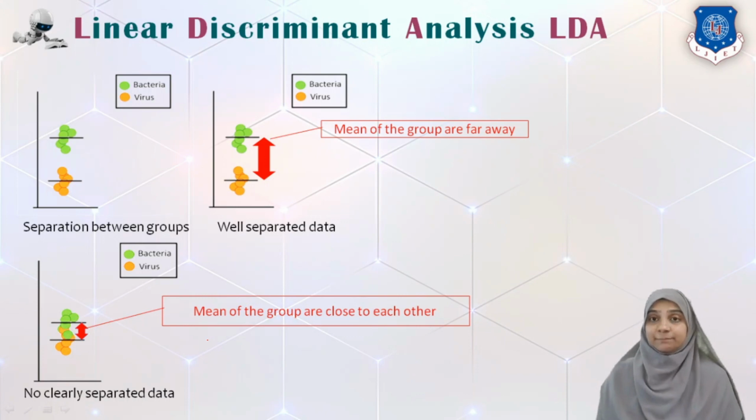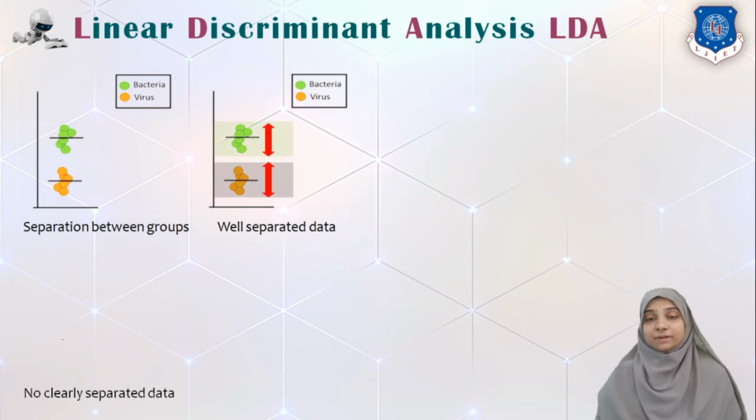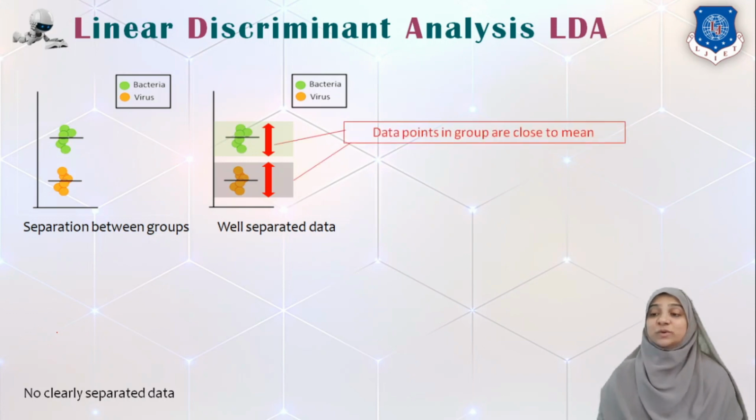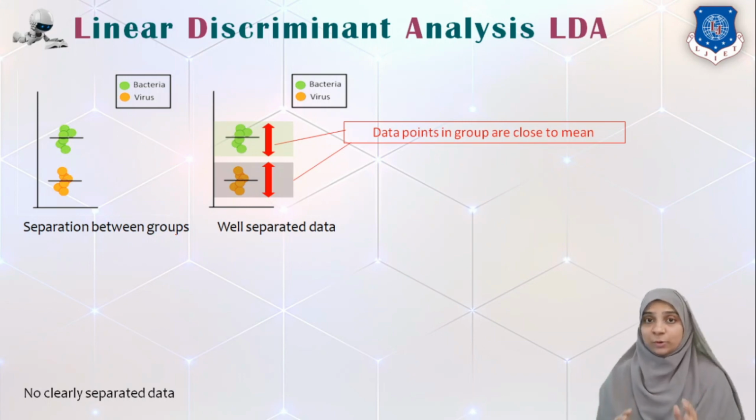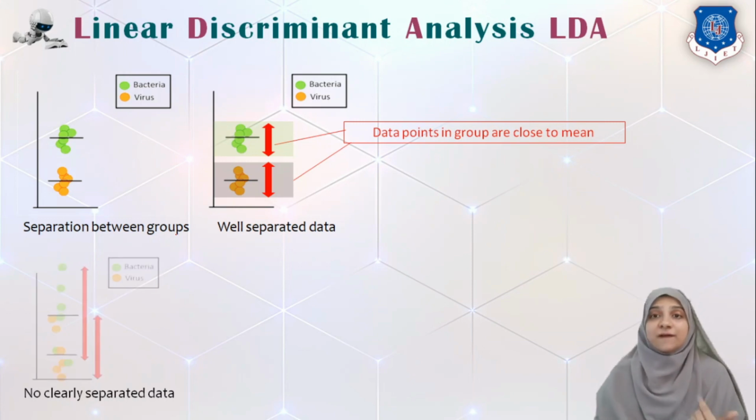But in another example, as you can see, the means of these two groups are very close to each other. This data is not clearly separated. Another example, if data points of each group are close to its mean as given in our first diagram. As you can see, the highlighted region gives us a span of data points that belong to a particular class. So if data points of a group or a class are close to their class mean, we say it is well-separated data.